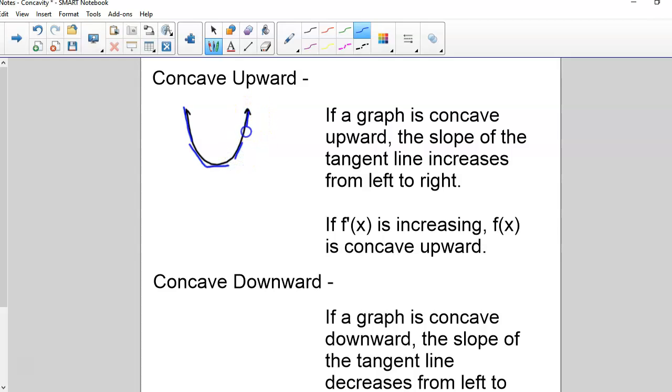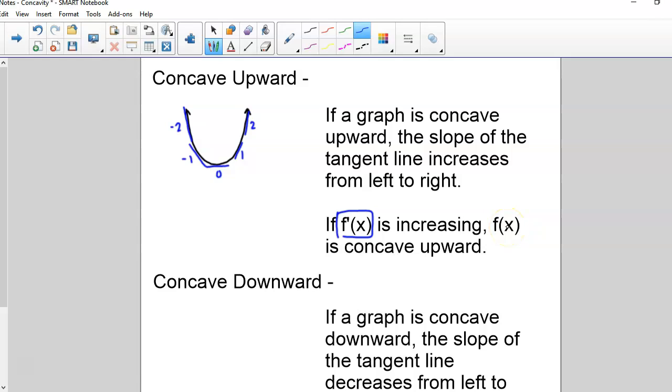Here, it would increase. So if you think about the slope, like right here, maybe that slope's -2 and -1 and 0 and 1 and 2. Right. So if you have something that's concave upward, then the slope of the tangent line increases from left to right. So that means that the slope of the tangent line, that is your derivative. So your derivative is increasing.